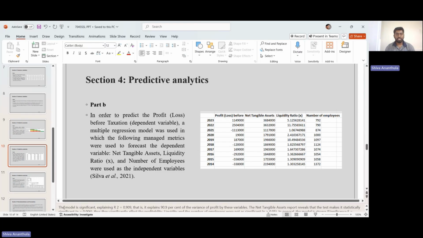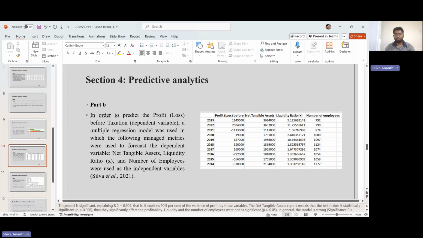The model is significant, with R2 equal to 0.909. That is, it explains 90.9% of the variance of profit by these variables. The net tangible assets test is statistically significant, with P equal to 0.0006. Thus, they significantly affect the profitability, while liquidity and the number of employees were not as significant, with P greater than 0.05.